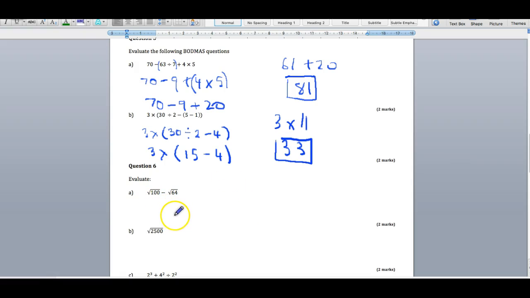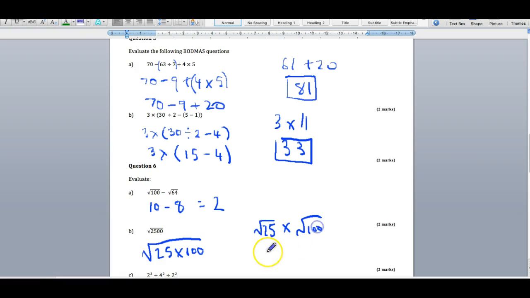Okay, question 6. The square root of 100 is 10. Square root of 64 is 8. So your answer is 10 minus 8 is 2. All right, B, the square root of 2,500. The easiest way to do this is to split it up into 2 separate numbers that are perfect squares. So this one can become 25 times 100. Okay, so then we've got the square root of 25 times the square root of 100. And that gives you 5 times 10, which gives you 50.